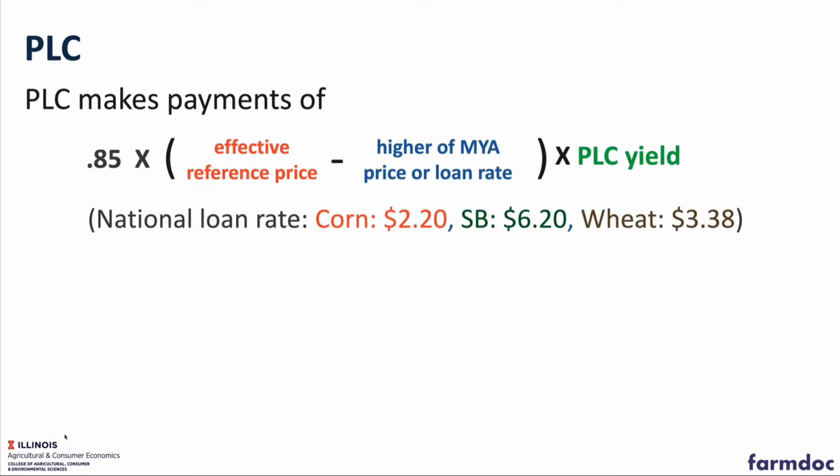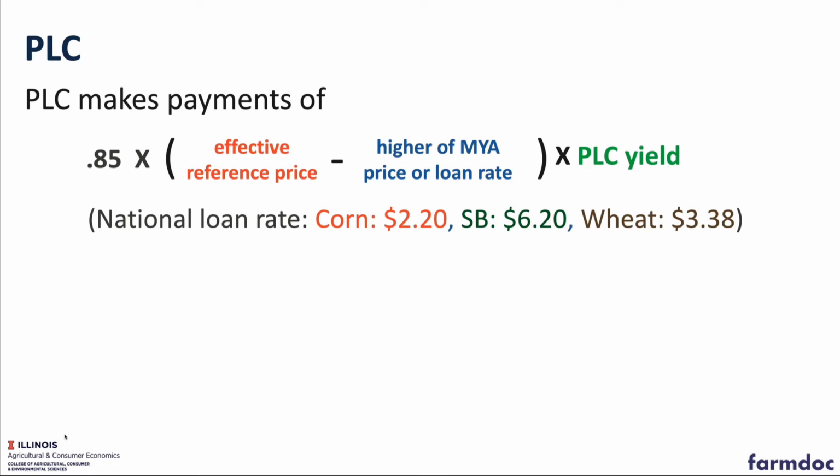All right, PLC. Nick? Yeah, PLC, no major changes in terms of how the program operates. It remains fairly similar to even how the countercyclical program worked prior to PLC being introduced in 2014. If the marketing year average price falls below the effective reference price for the crop, you're paid the difference multiplied by the PLC yield on the farm, and you get paid on 85% of the base acres in that crop.